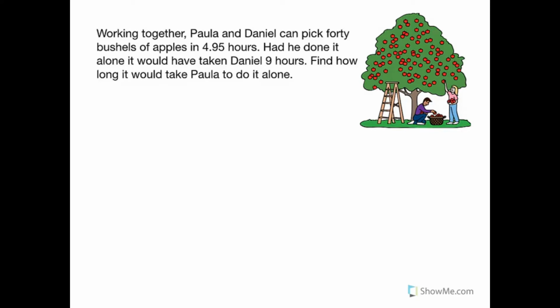Working together, Paula and Daniel can pick 40 bushels of apples in 4.95 hours. Had he done it alone, it would have taken Daniel 9 hours. Find how long it would take Paula to do it alone. So in this problem, we have the time together already, 4.95 hours. We're looking for one person's alone time instead. Here, one job is 40 bushels of apples.